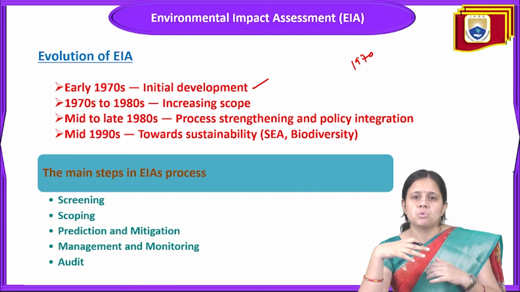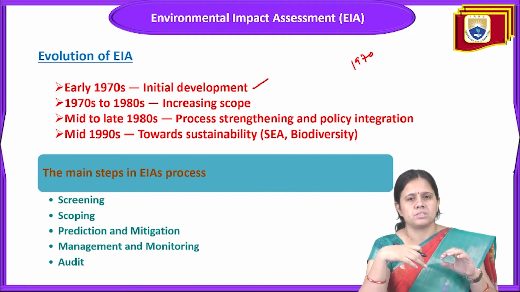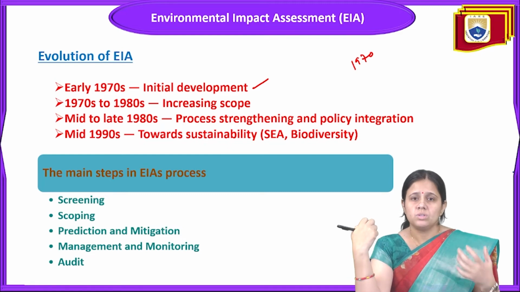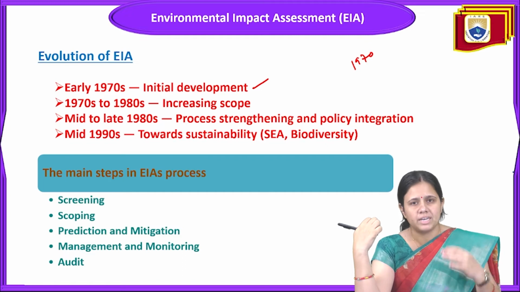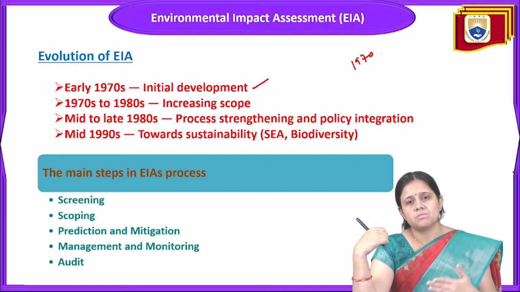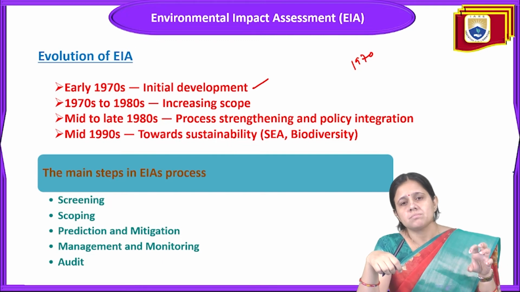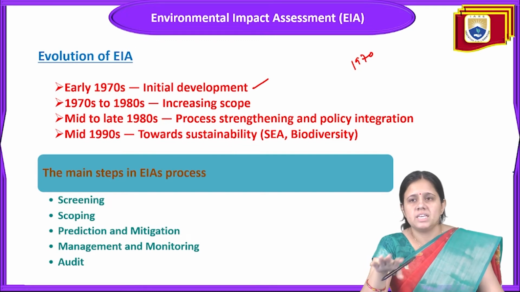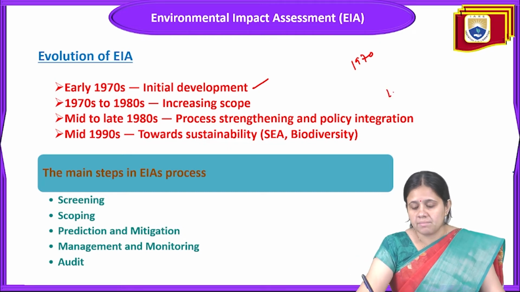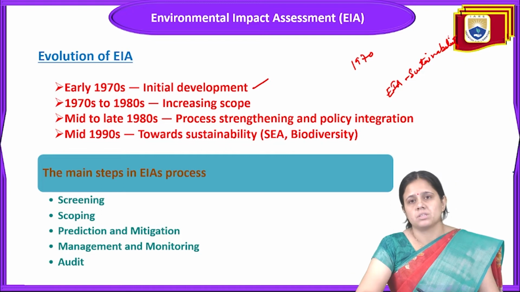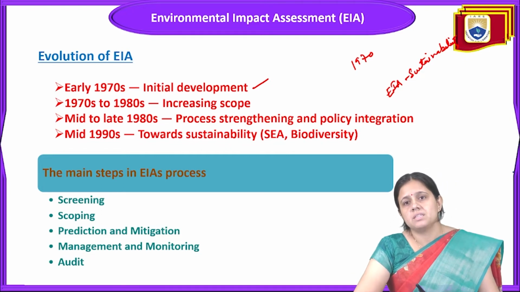EIA will come to assess the impact of that particular project on the local people and on the local biodiversity, so that we can achieve sustainability after taking clearance from the EIA authority. So this EIA is all about the sustainability of any project. So now we come to the main steps in the EIA process.